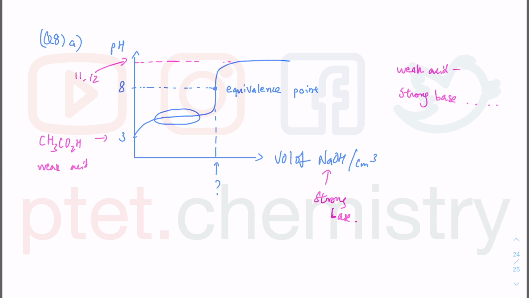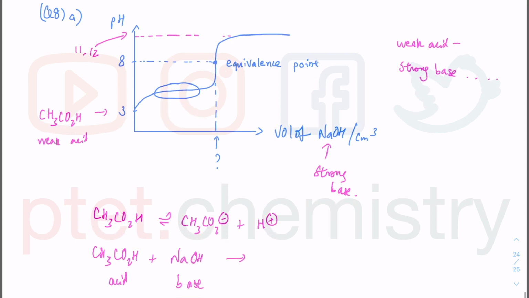Anyway, in the region circled on this graph, as the first part of this question, identify the two organic species that are present in the solution. As you started out with carboxylic acid, of course you know the carboxylic acid dissociates to give you the conjugate base as well as the H plus ion in solution. And then in the middle of the reaction, as you add in sodium hydroxide, you are doing an acid and base titration. So this is going to be a neutralization reaction.